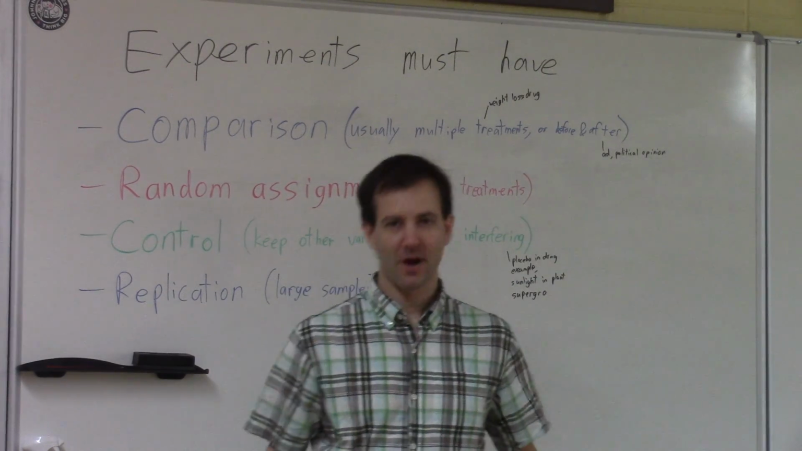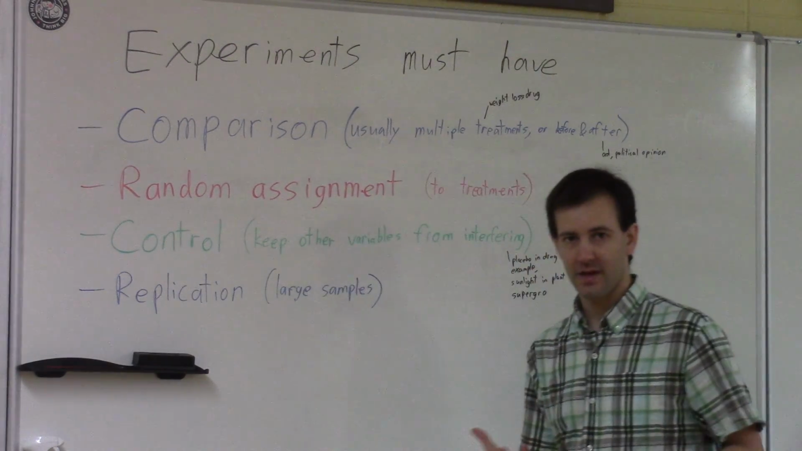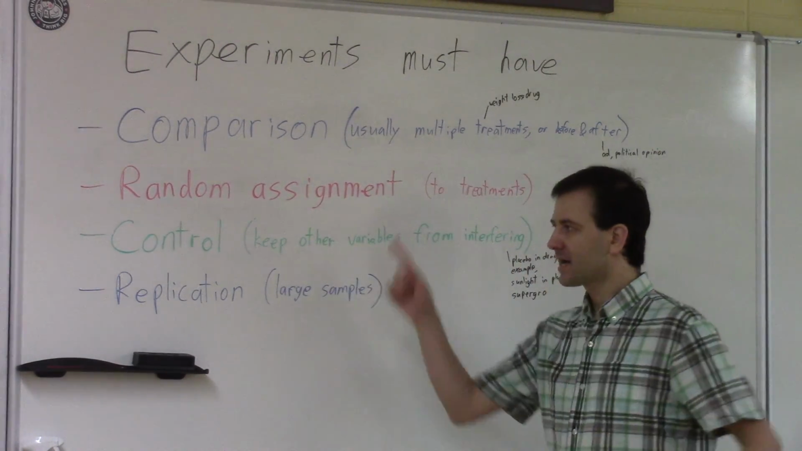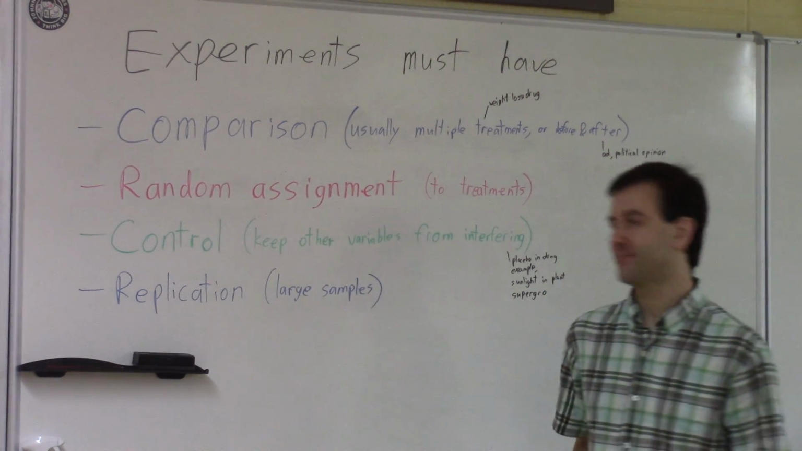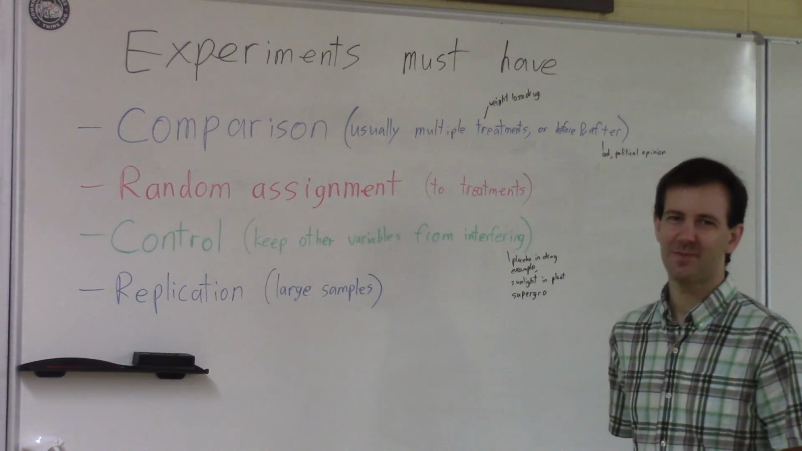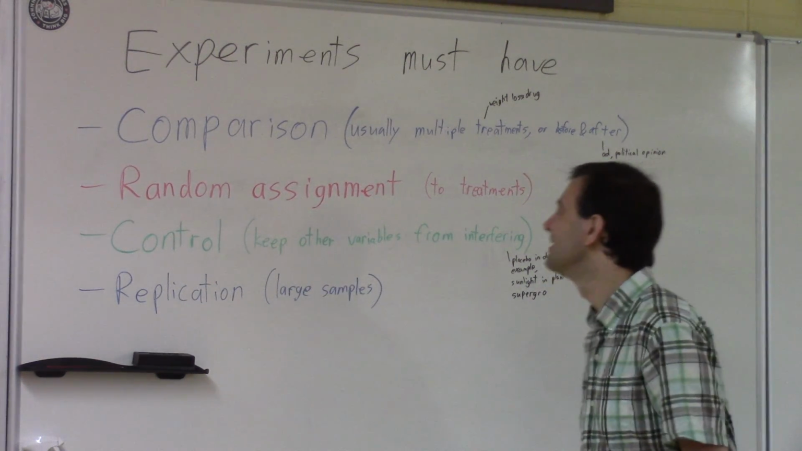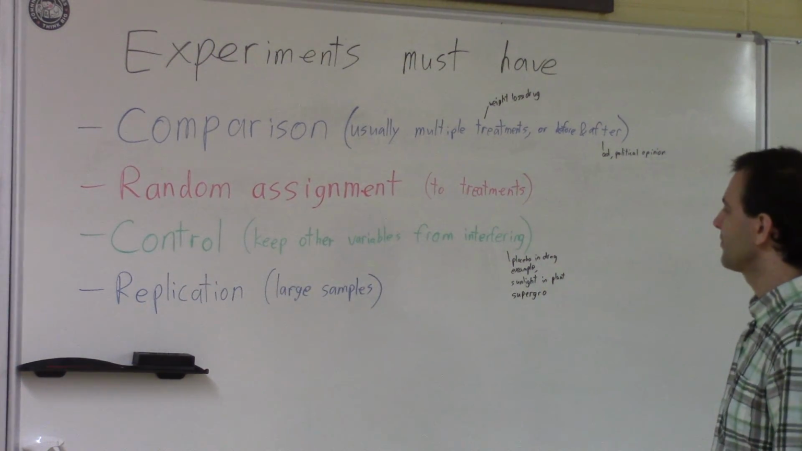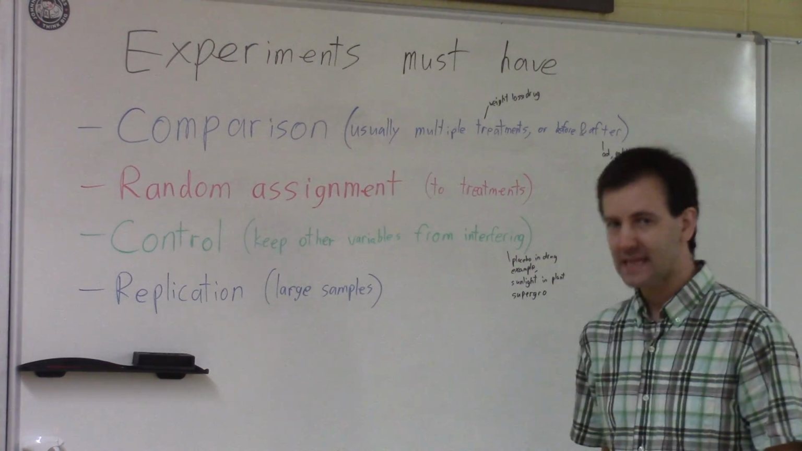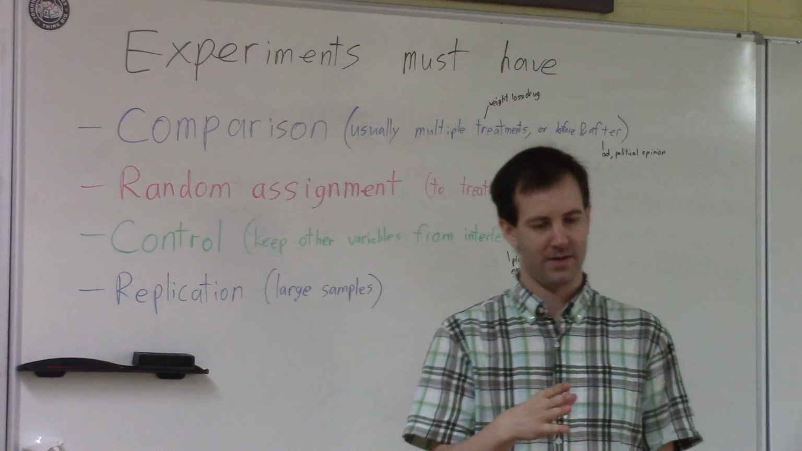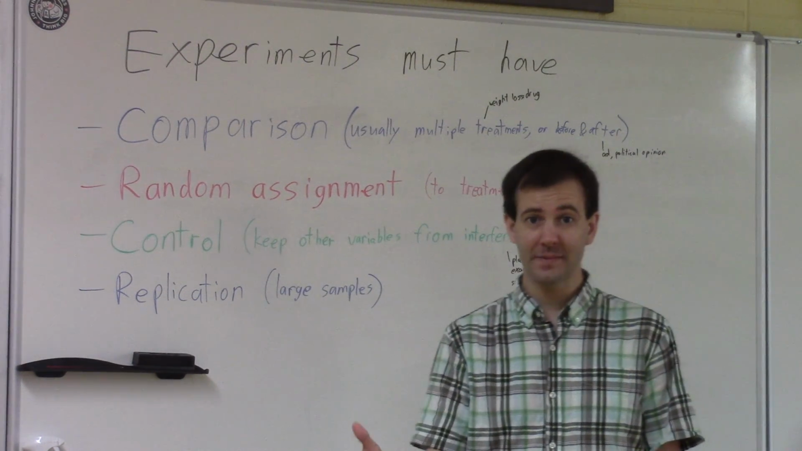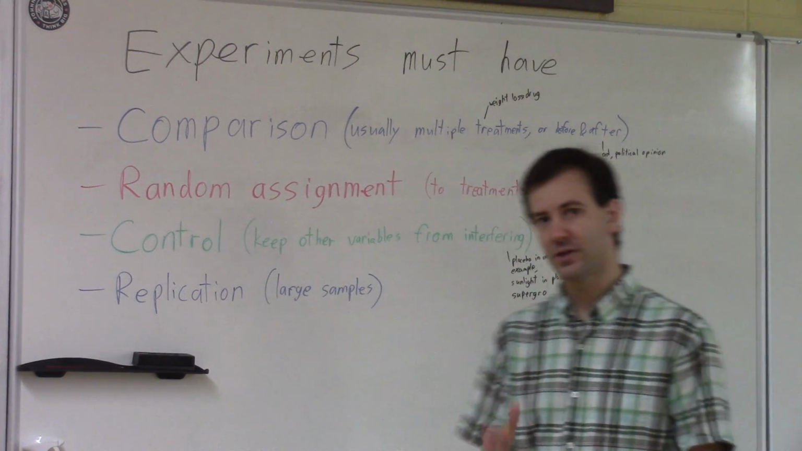Key things experiments must have to be conducted properly: comparison, random assignment, control, and replication. Double C, double R, create an acronym. So what does each of these mean? Let's go over them. Comparison means you have to be able to compare the effects of one treatment against the effects of another, usually.